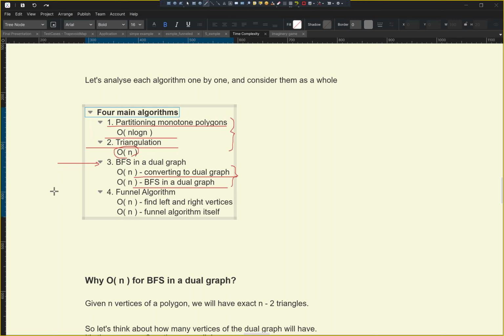And the last step is the final algorithm. It also involves two parts. The first one is to find the left and right vertices, and the second one is to apply the final algorithm itself. We'll talk about an example for this step. Both steps are also linear, which is big O n. So for the rest of the video, I will mainly talk about the third and fourth algorithms and discuss their time complexity.